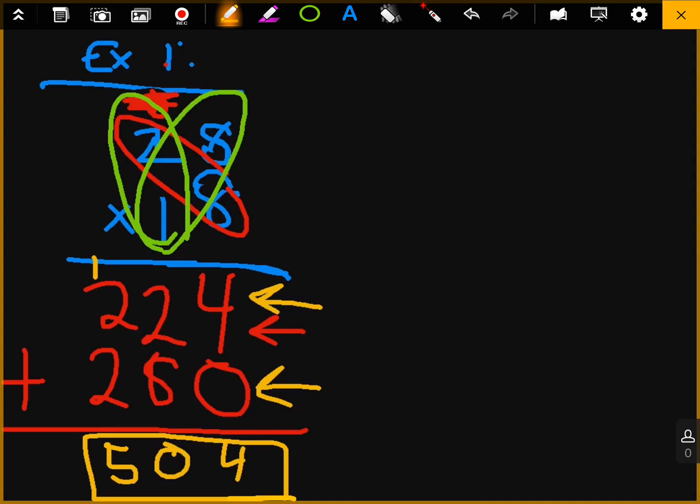So the biggest problem that we're going to probably have is you don't know your multiplication facts. And if that's the case, you need to practice those every day.